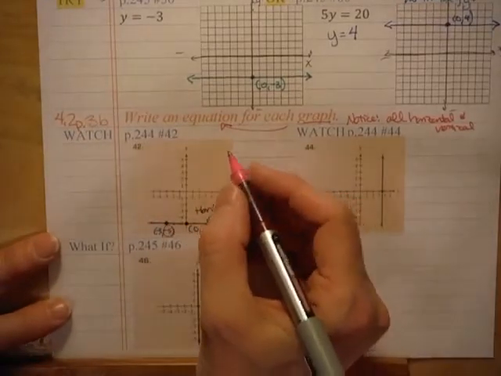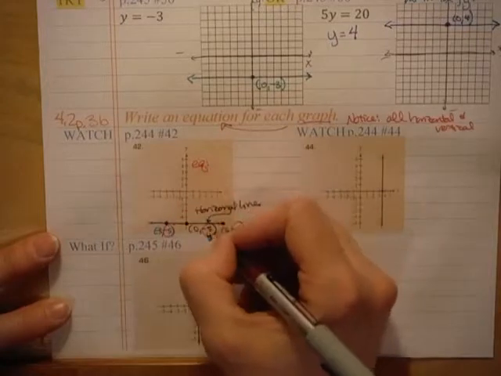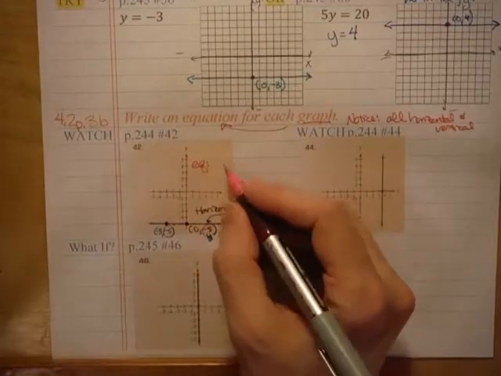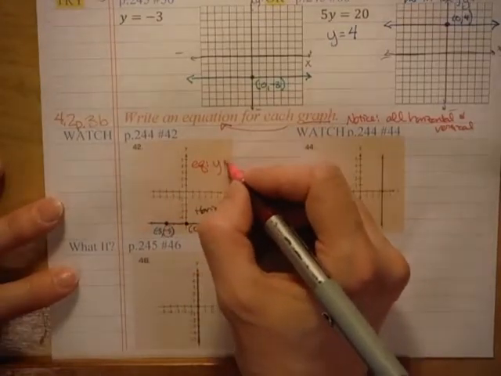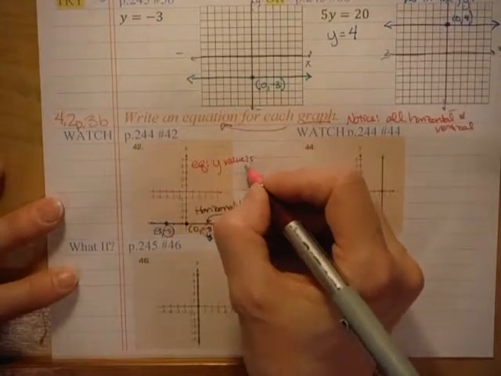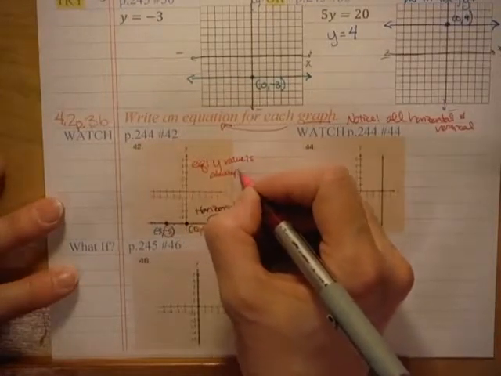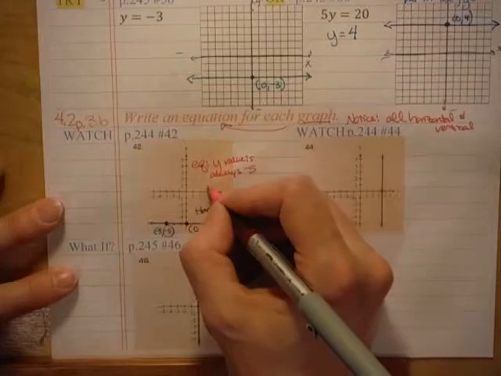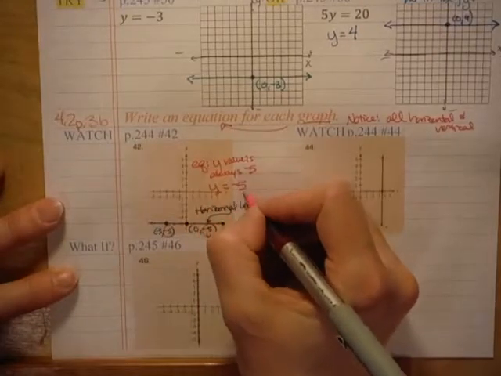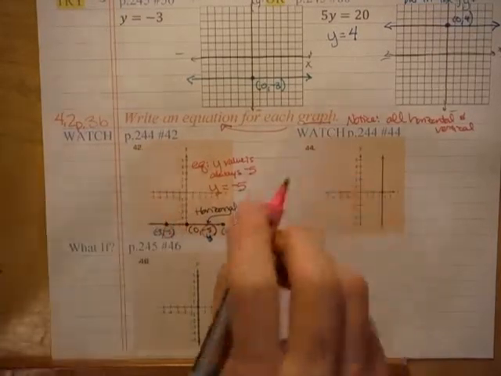So that's how we write the equation. The equation is going to say to us the y value is always -5. The y value, or the y coordinate, is always -5. That equation is y = -5. That's the equation for this horizontal line.